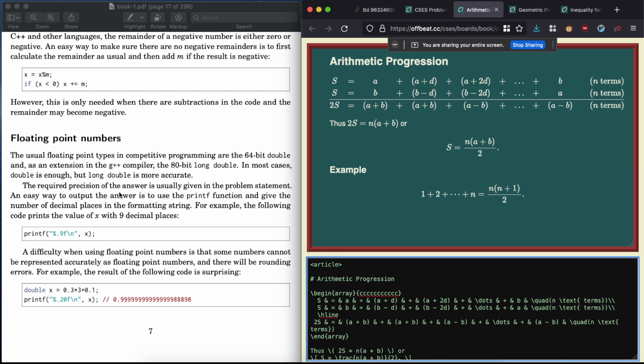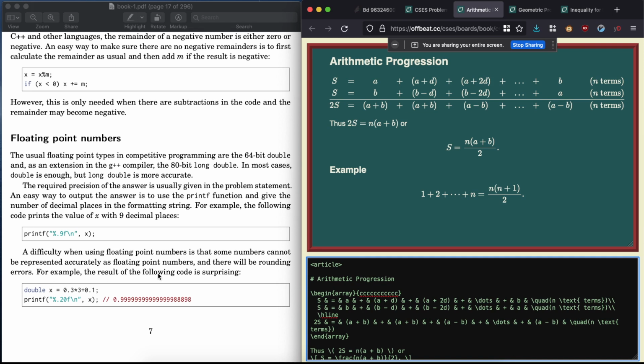The required precision of the answer is usually given in the problem statement. An easy way to output the answer is to use the printf function and give the number of decimal places. An example given here: the following code prints the value of x with 9 decimal places. So this is an example of the format specification. A difficulty when using floating point numbers is that some numbers cannot be represented accurately as floating point numbers, and there will be rounding errors, and that is why we cannot do a comparison using the equals operator. So that's what this book will talk about now.